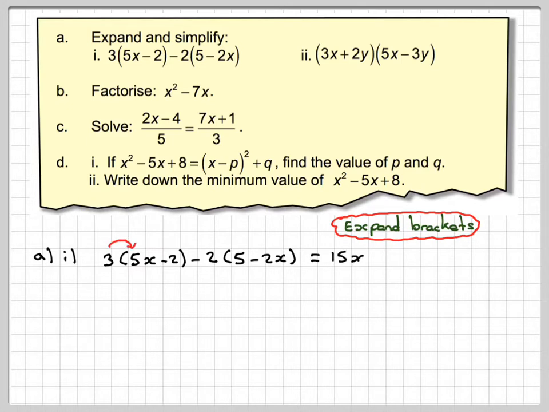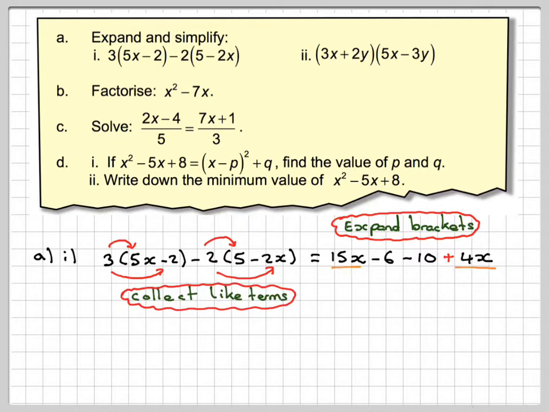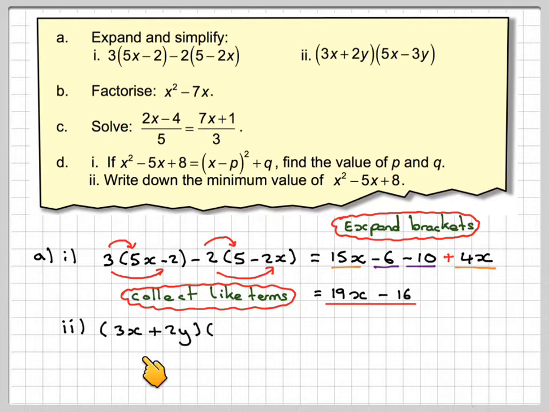So 3 times 5x is 15x, and 3 times minus 2 is minus 6. Minus 2 times 5 is minus 10, and minus 2 times minus 2x is going to be plus 4x. Looking for like terms, we've got 15x and 4x, which are like terms. That makes 19x, and then we've got minus 6 minus 10. That makes minus 16.